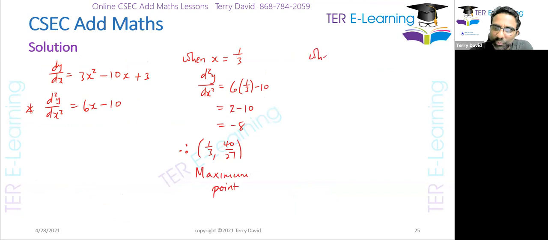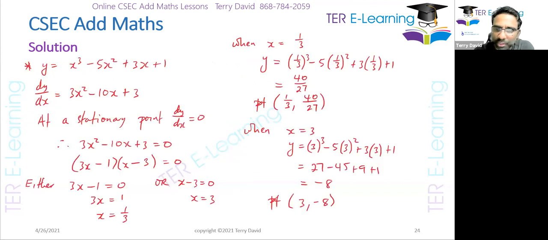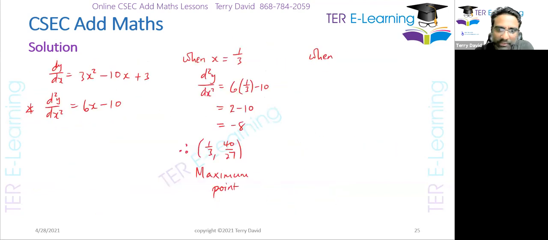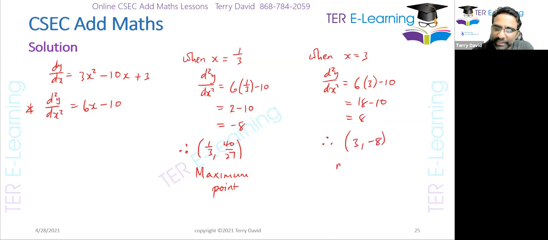Then we need to work out the other point now, which was 3, minus 8, right? So when x is equal to 3, we're going to find d2y/dx squared again. So d2y/dx squared is going to be 6 multiplied by 3 minus 10. So 6 times 3 is 18, minus 10. That's going to give me 8, right? That's a positive value. So therefore, this point here, which is 3, minus 8, should be a minimum point, right?